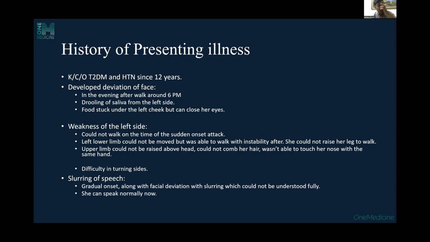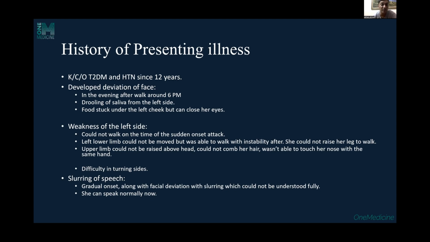So the tempo of events should be very clear. And how long did it take for her deficits to start and peak? That should be very clear, which is not mentioned in your HOPI. The first thing you should mention is sudden onset. That is also not mentioned. Okay, sudden onset, there was deviation of face to which side, that should be mentioned. And after that, you'll have to tell what exactly the daughter noticed.